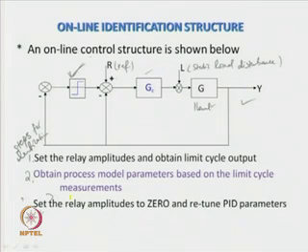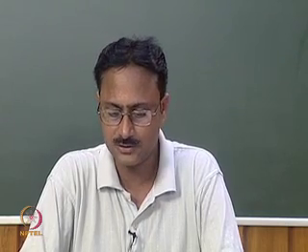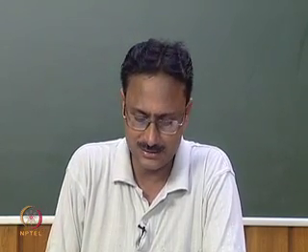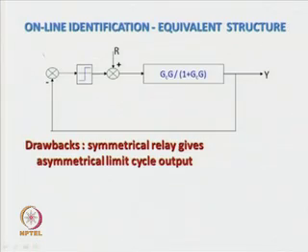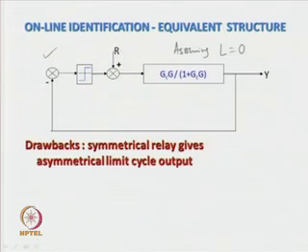Now, what are the drawbacks of this scheme? Why are we not happy with this one? If we look carefully at the equivalent structure of the online identification scheme, it can be drawn in this fashion, of course assuming the static load disturbance L to be 0. When L is equal to 0, the online control structure can equivalently be represented by this structure. In this structure, the relay sees a closed loop system having transfer function GC G upon 1 plus GC G.